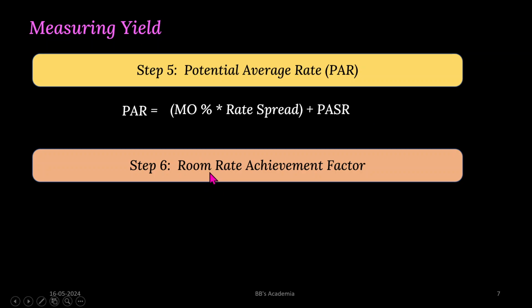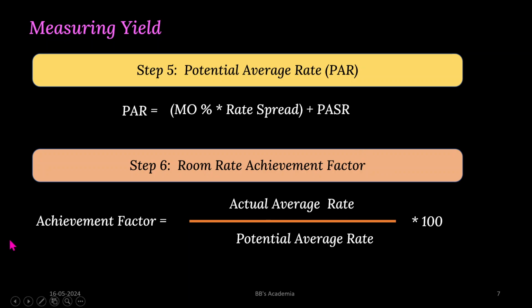Now another term, room rate achievement factor. Another very important KPI. How it is calculated? Achievement factor is calculated by actual average rate divided by potential average rate multiplied by 100. And what you get, that is your achievement factor. You just have your patience. When I get the example in front of you, definitely it will be much more transparent.